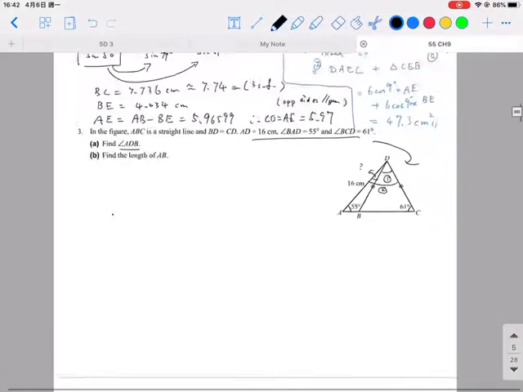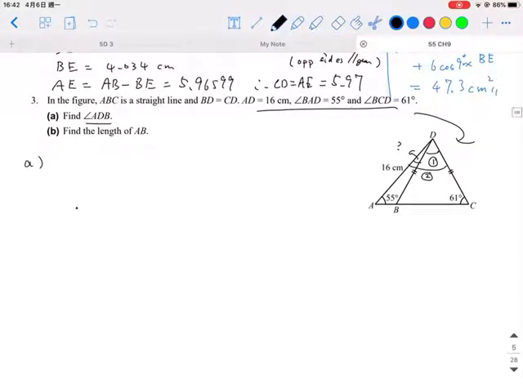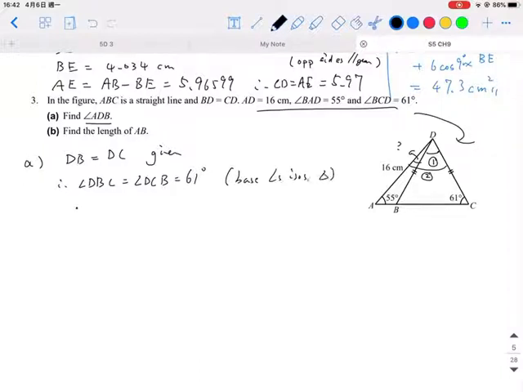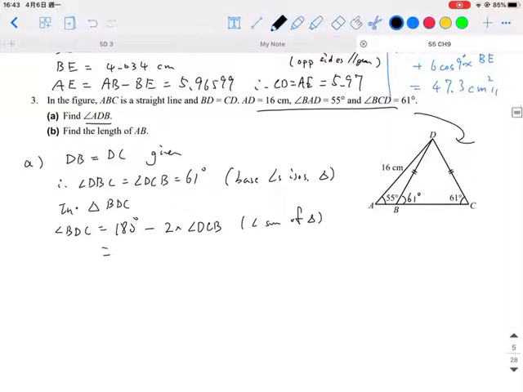So for part A, how can I find the first one? It's not difficult because DB is equal to DC, given. So angle DBC is equal to angle DCB, which is equal to 61 degrees. Base angles of an isosceles triangle. So this one becomes 61 degrees. Okay. And then for the second one, in triangle BDC, we can use the angle sum of triangle, which is 180 degrees minus 2 times angle DCB, and you will get 58 degrees. So the second step, this one is 58 degrees.